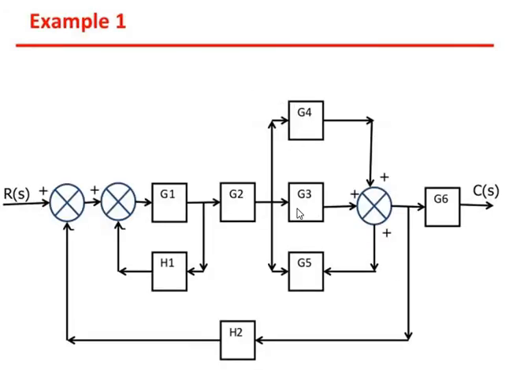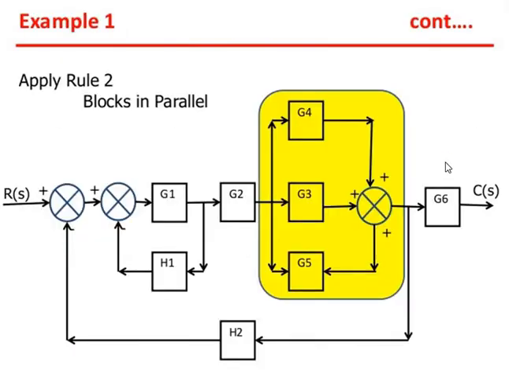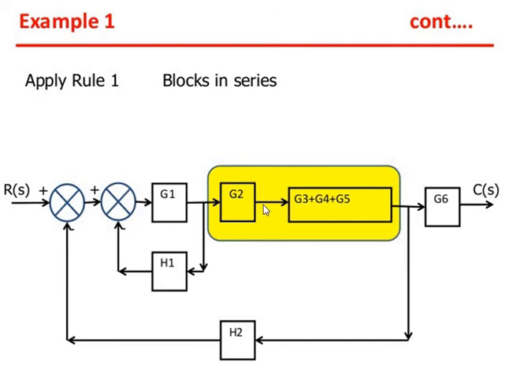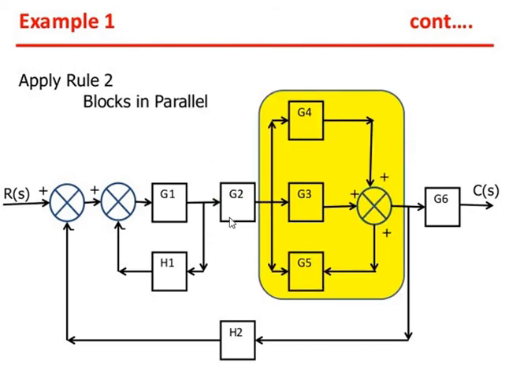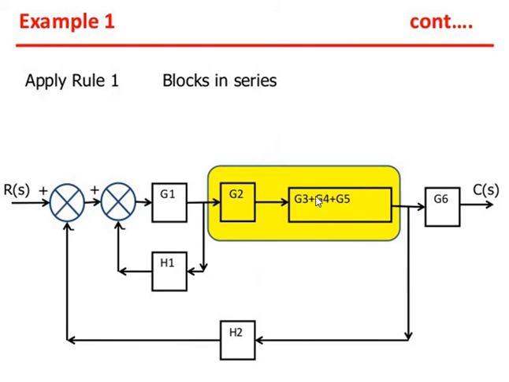Here G3, G4 and G5 are all connected in parallel and all have the plus sign, so it becomes plus. So the equivalent of this block is G3 plus G4 plus G5, and G2 remains as it is. So this block becomes equivalent to this.